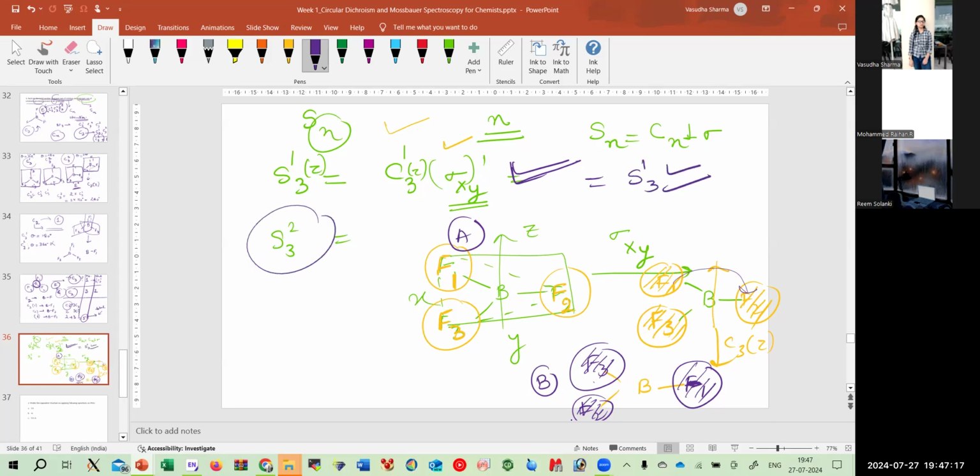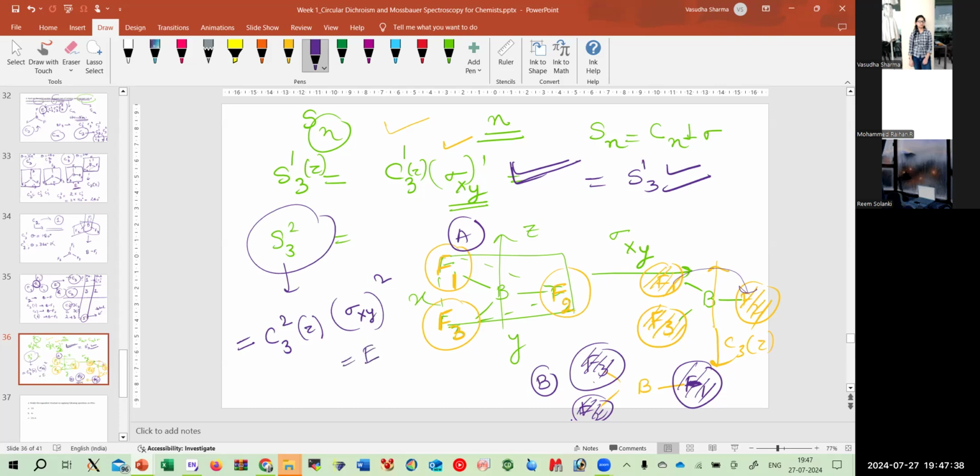Now consider, draw in your notebooks S3^2. Apply S3^2, which is equal to C3 two times along the z direction and sigma xy two times. I will give you a tip: whenever the sigmas are in even number multiplication, that tends to give you an identity, right?